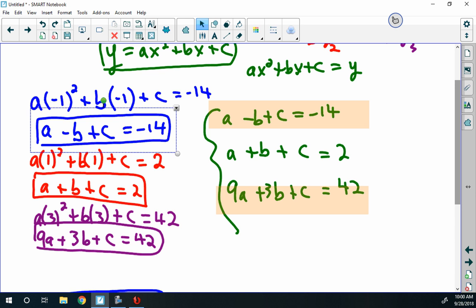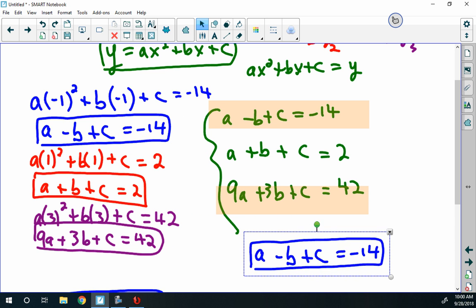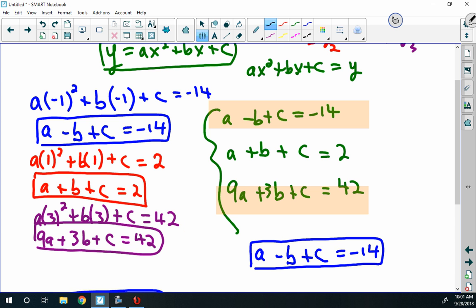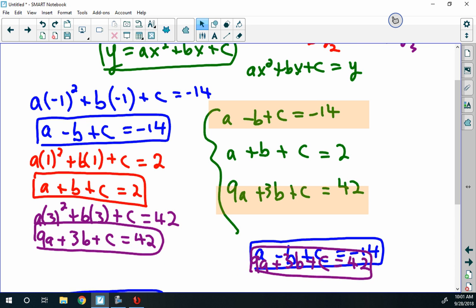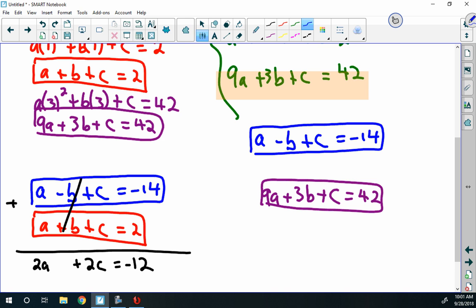So I'm going to have to triple the first one and then add it to the third one. Okay, so let's try that. I'm going to clone this, but I'm going to have to triple that. And then I'll take this third one too, right? This third one is 9a plus 3b plus c equals 42. But I've got to triple this first one.